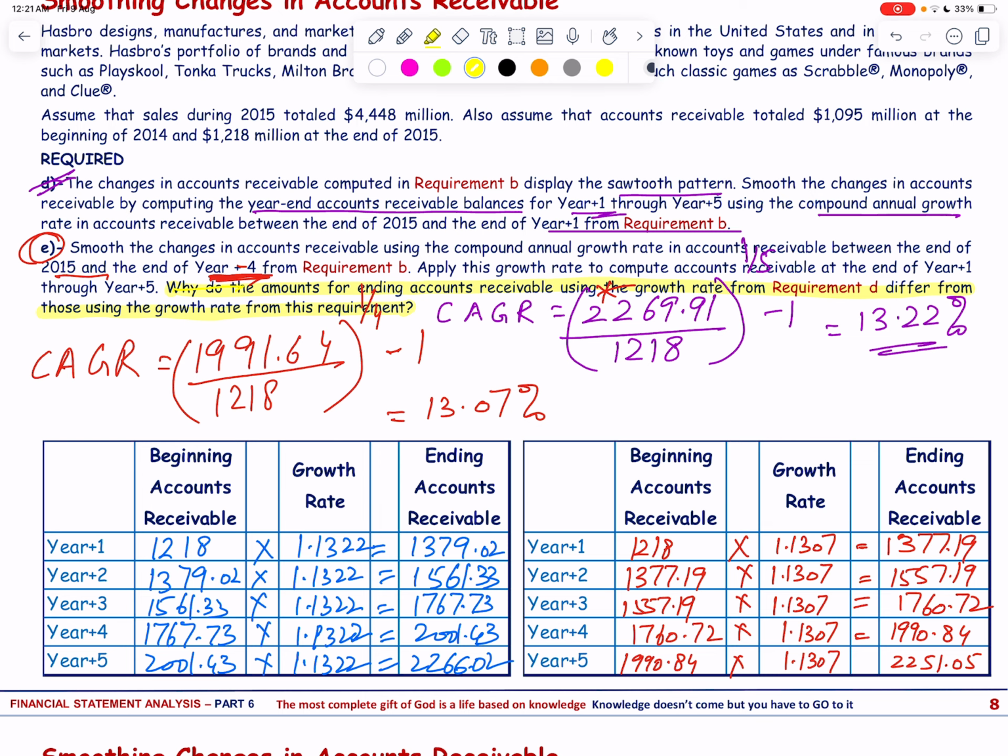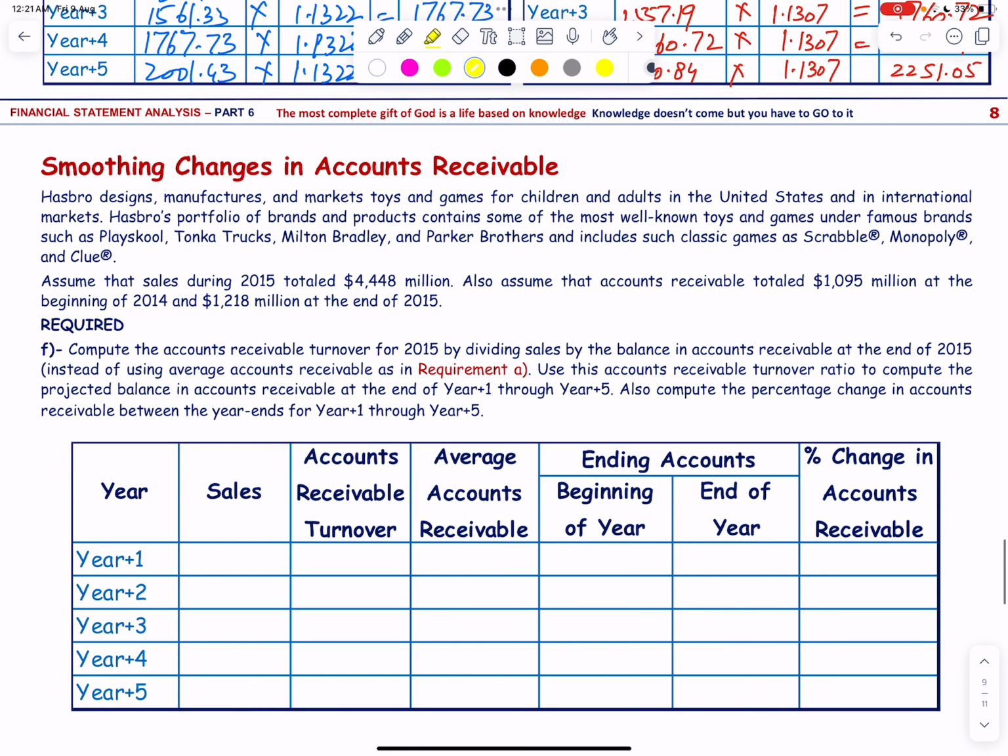Okay. We still continue with the exercise and we go to part F. And now we have to compute the accounts receivable turnover for 2015 by dividing sales by the balance in accounts receivable at the end of 2015 instead of using average accounts receivable. Use this accounts receivable turnover ratio to compute the projected balance in accounts receivable at the end of year 1 through 5. Also compute the percentage change in accounts receivable between the year ends for year 1 through 5.